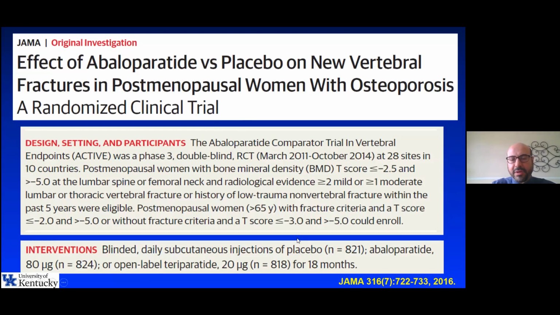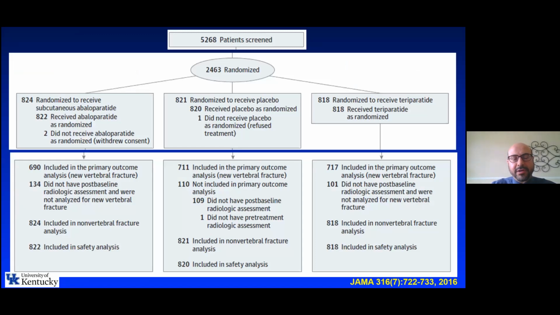Just imagine, they gave placebo, which is an injection, nothing. They are giving, you know, water or whatever. They are giving injections daily of abaloparatide to over 800 patients just to examine the effect. And this was for 1.5 years, to keep a patient on daily injections of placebo, which is nothing, for 18 months. And these patients already have osteoporosis. I mean, again, we can talk about the ethics here that Dr. Shaisha was talking about earlier in this meeting.